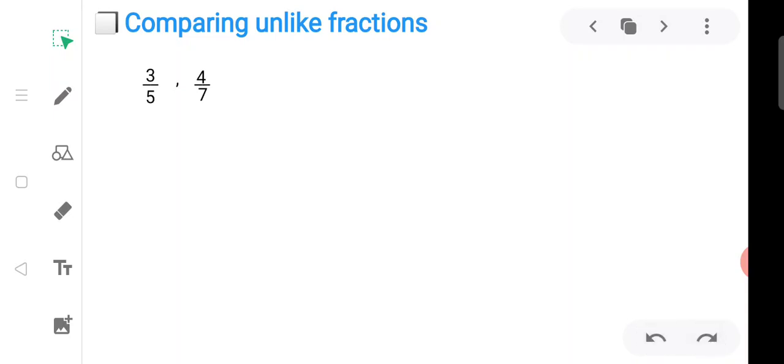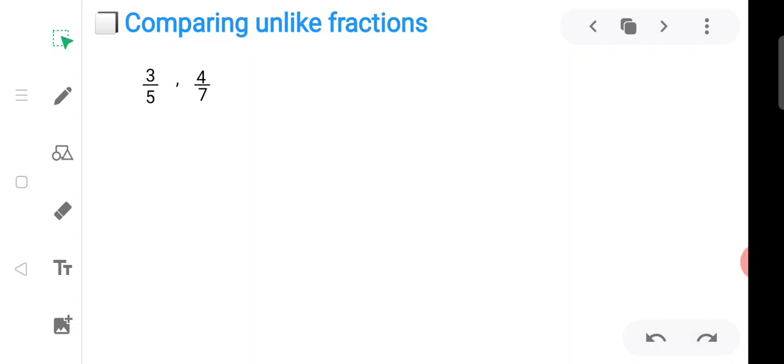How to compare unlike fractions? You know how to compare like fractions, so first we need to convert them into like fractions, and you know how to do it. I will explain with an example. Here I take the pair of unlike fractions 3 upon 5 and 4 upon 7. We have to convert them into equivalent fractions, or like fractions.